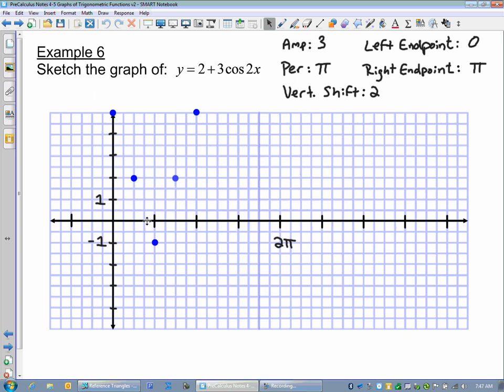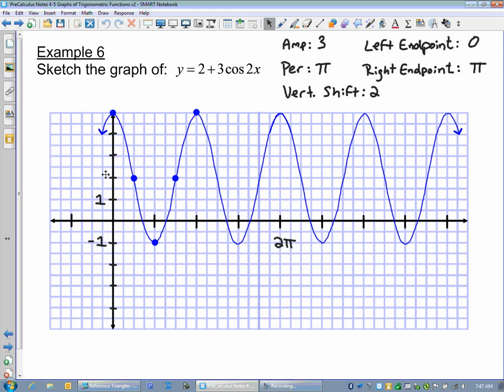And now if I make a nice smooth curve through those 5 key points, I get what our final graph is, which looks like this. And this one you can really see the periodic nature. If we take the shape of these 5 key points, you see that shape is repeated indefinitely. All right, and we're done.